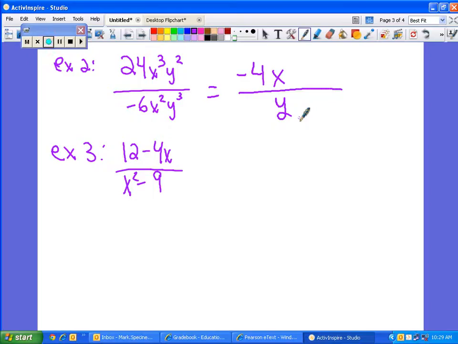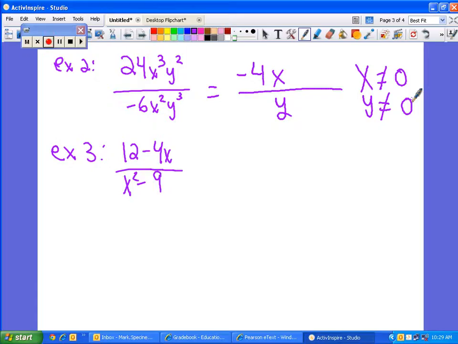And then, are there any restrictions? Of course. Y cannot equal 0. And how about x? Go back to the x cannot be 0. That's right. So my restrictions are x cannot equal 0 and y cannot equal 0. Remember, don't go by what your final answer is. Got to go back to the original problem.